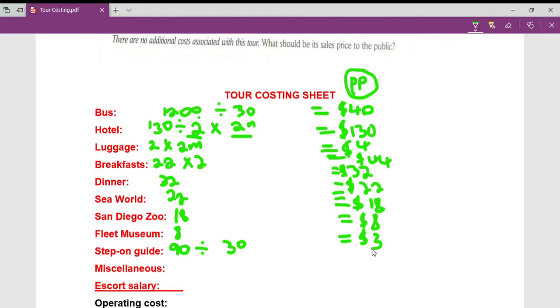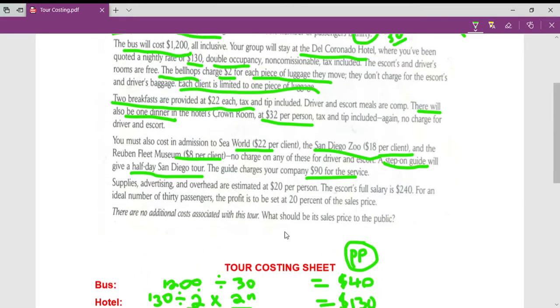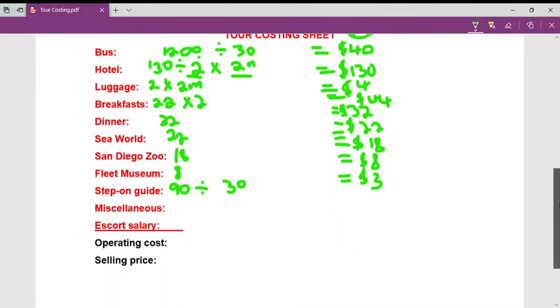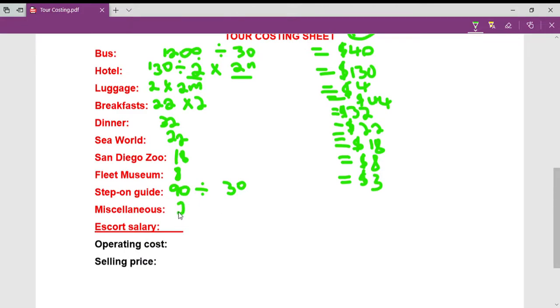All right, so that will give us 3, and then we also have what we call other costs: suppliers, advertising, and overhead. We also call them other cost or miscellaneous cost. That is $20 per person. It doesn't really matter what word you use. You can also refer to this as other costs. And then it said per person, so we don't have to worry about that again.